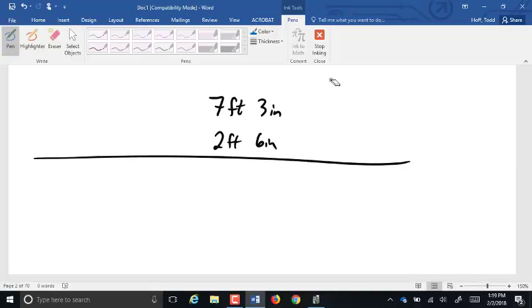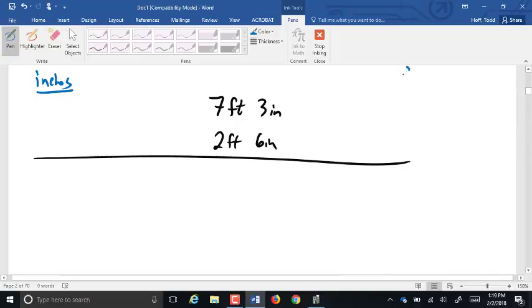Yes, sir. In what situation? In area? You have a rectangle that's 7'3" by 2'6". Now, when we go to multiply these two dimensions, we would either convert it all into inches or all into feet.